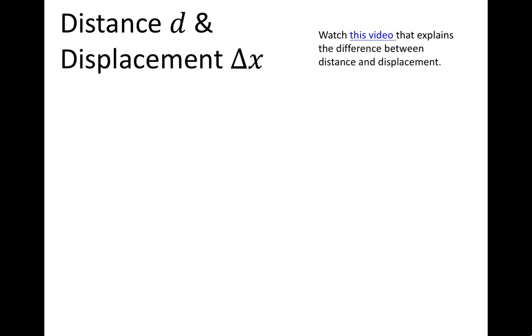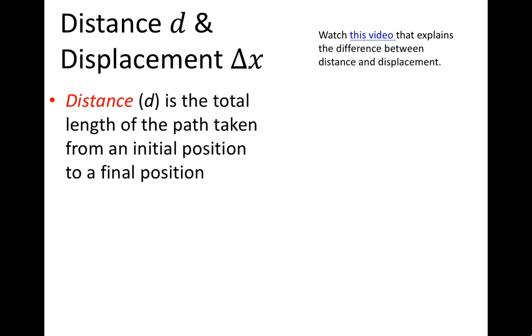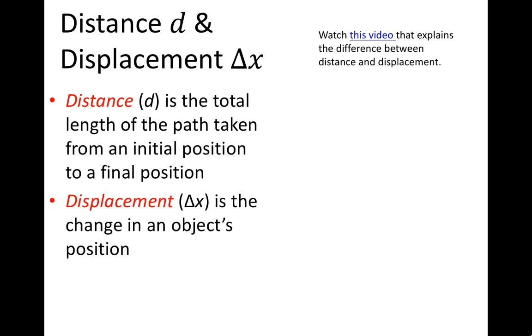When an object moves from one initial position to a new final position, we can describe the distance that it moved and the object's displacement. Distance, which we will represent with a lowercase letter d, is the length of the path that an object takes between its initial and final positions. Displacement is the object's change in position.